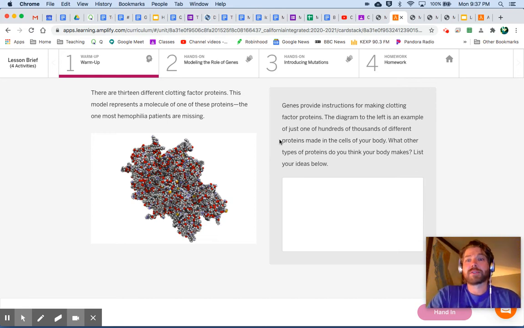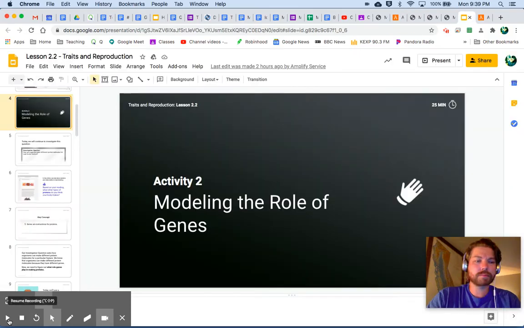Genes provide instructions for making clotting factor proteins. The diagram to the left is an example of just one of hundreds of thousands of different proteins made in the cells of your body. What other types of proteins do you think your body makes? List your ideas below. Great question. What types of proteins do you think your body makes? Go ahead and answer that question and come back to me.